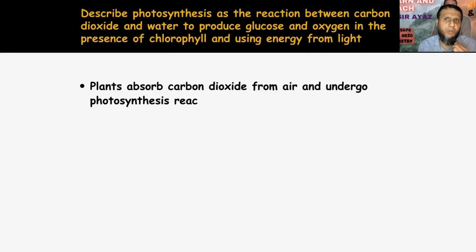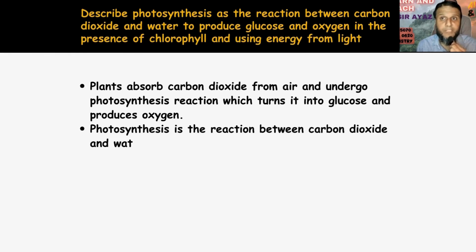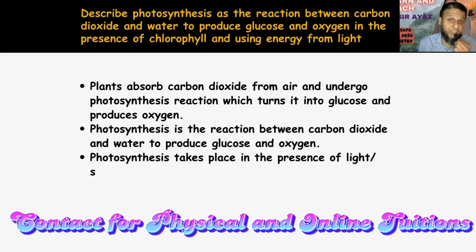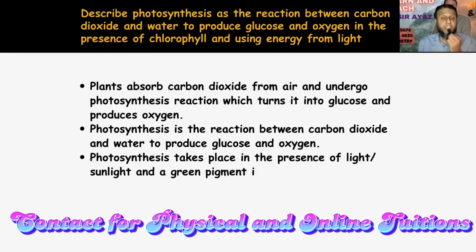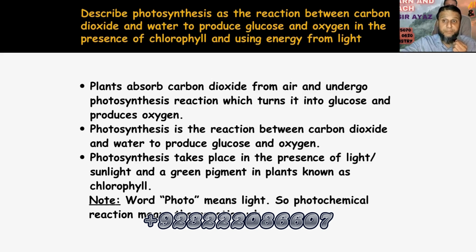Now, let's talk about photosynthesis. The term photo stands for light. In photosynthesis, plants make their food, which is glucose, in the presence of light. You can also say that this reaction is catalyzed by light. During photosynthesis, carbon dioxide and water react to form glucose and oxygen gas. The green pigment, chlorophyll, converts light energy into chemical energy.